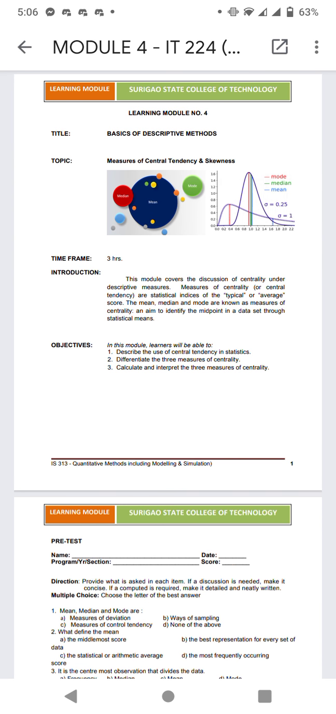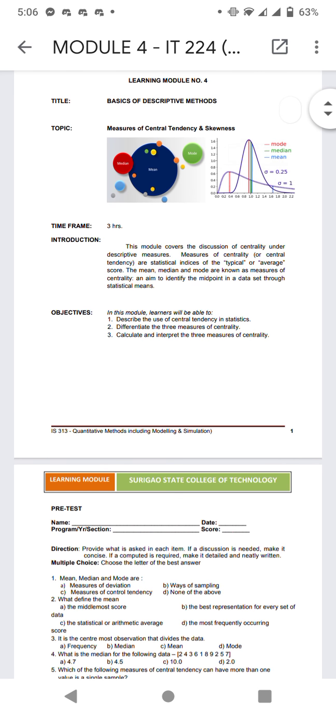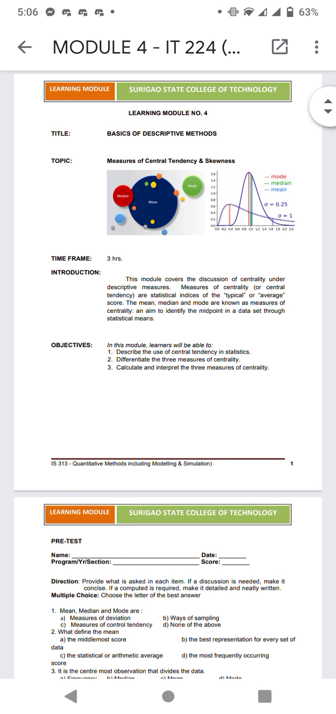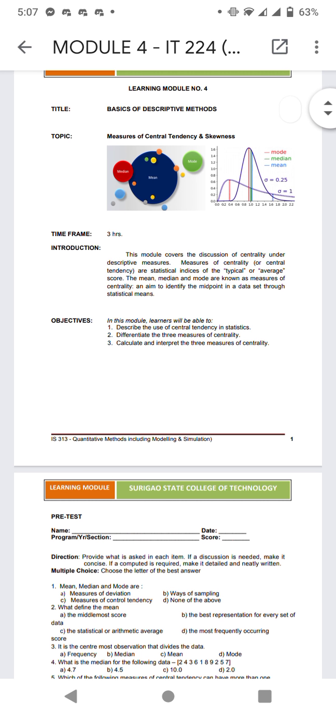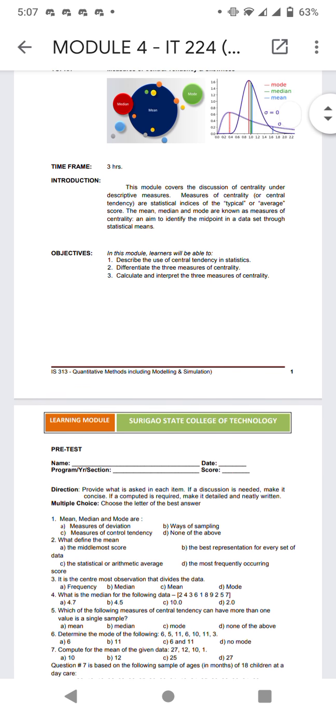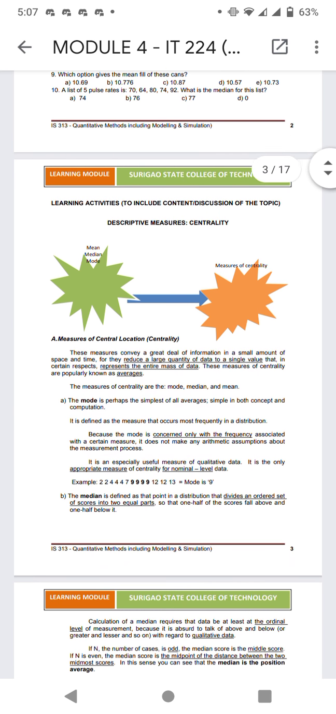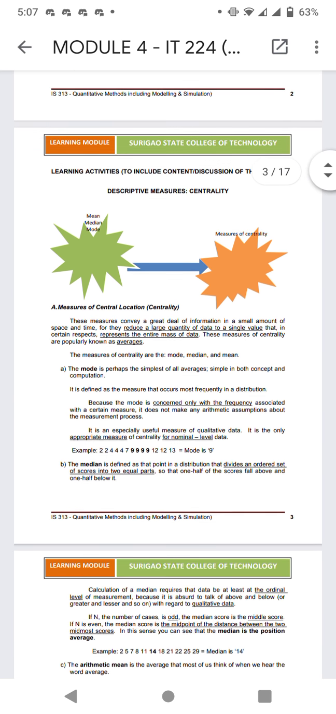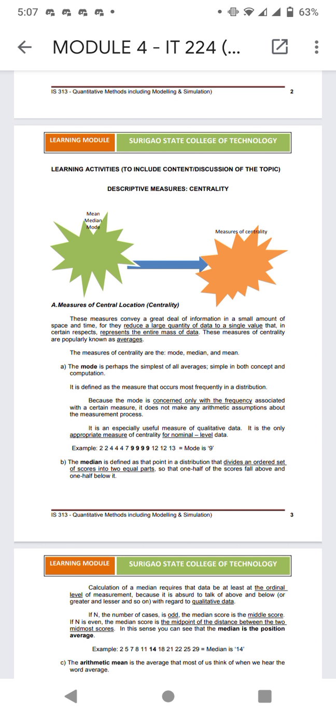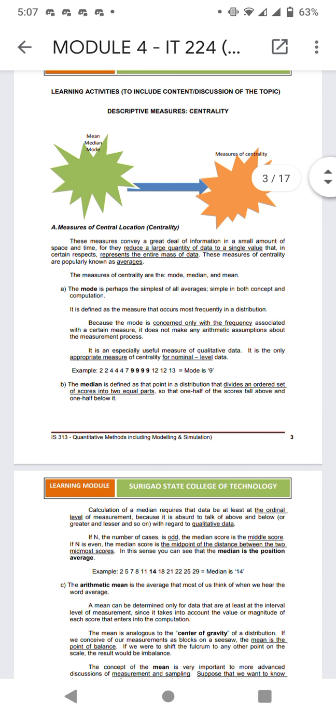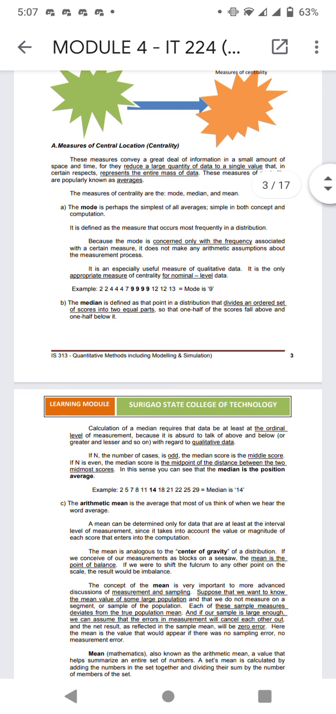The final module for our midterm modules is the measures of central tendency and skewness, which comes from descriptive statistics. We need to discuss this and understand each term. Here are the descriptive measures of centrality, or measures of central location: the mode, the median, and the arithmetic mean.